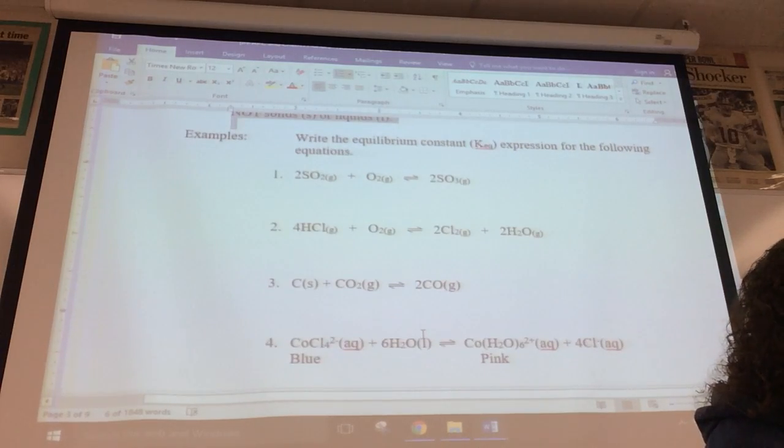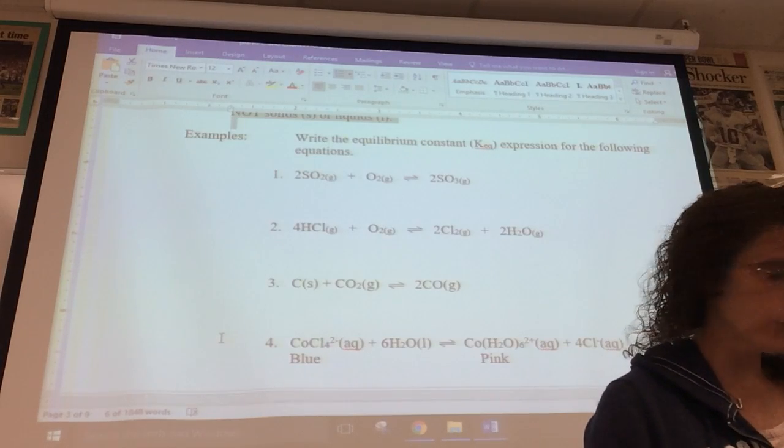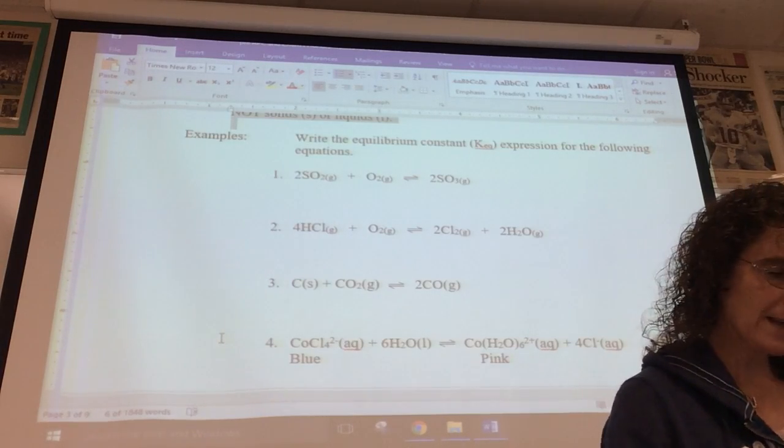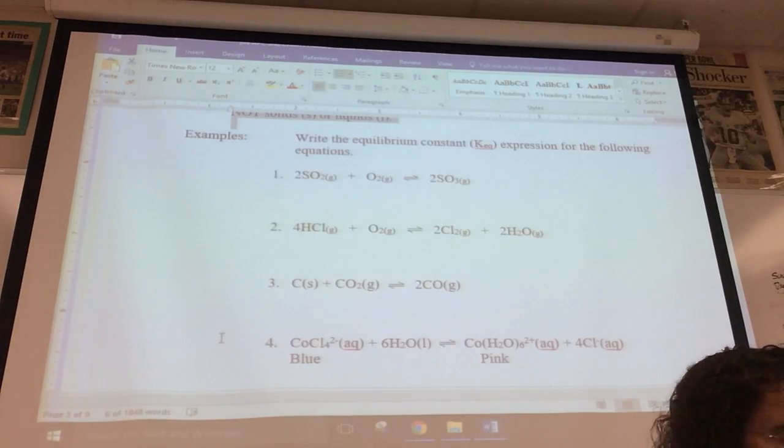And let's make sure we can write KEQ expressions. I think you'll find this to be relatively straightforward. So for those of you who don't have your notes, you'll want to write down the answers for 1 through 4 here. We'll work through this carefully. In the first one, we've got 2 moles of sulfur dioxide gas reacting with oxygen gas in an equilibrium fashion to generate 2 moles of sulfur trioxide. And what we want to do here is write the KEQ expression.